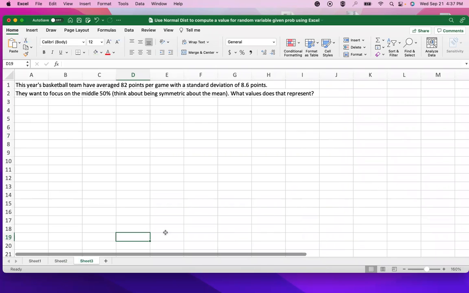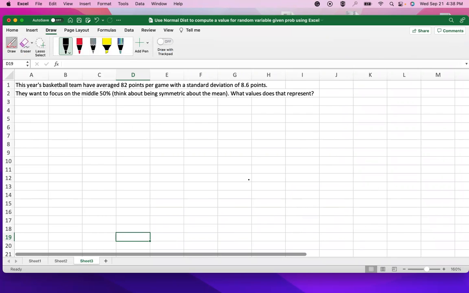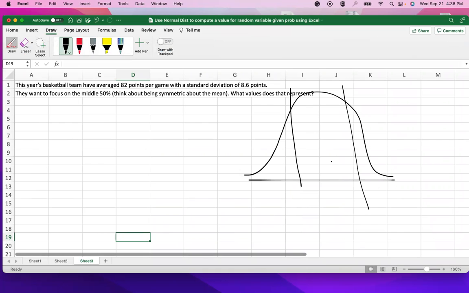This year's basketball team has averaged 82 points a game, standard deviation 8.6. They want to focus on the middle 50%. That's where they want their scores to be. So what values does that represent? Okay, so again, let's think about this pictorially. So if I have the middle 50 here, we know that this inside is going to represent 50%. That means there's going to be 25 over here and 25 over here. So this value would be the bottom 25. This value would be 25 plus 50.